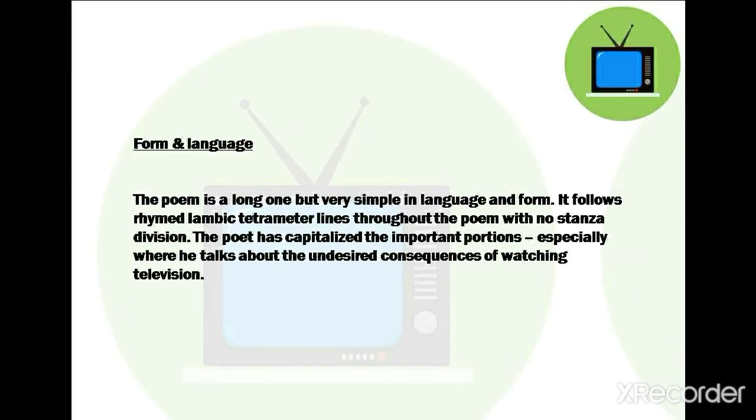Now let's find out what the form and language of this poem are. The poem is a long one but very simple in language and form. It follows rhymed iambic tetrameter lines throughout the poem with no stanza division. The poet has capitalized important portions, especially where he talks about the undesired consequences of watching television.